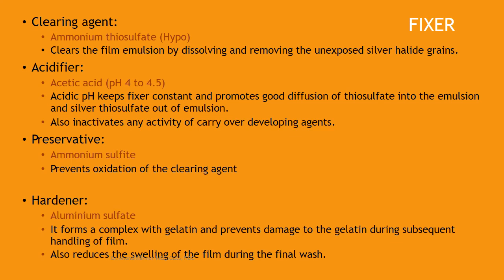Now once our process is over, we want the coat to harden back. We cannot leave it soft like that, because if we do, that entire layer will peel and come off. So it makes it susceptible to damage even more. So we have to harden it back. We have to bring back the same hardness that it had prior to processing. That is achieved using ammonium sulfate. It forms a complex with gelatin and prevents damage to the gelatin during subsequent handling of the film. It also reduces the swelling of the film during final wash.